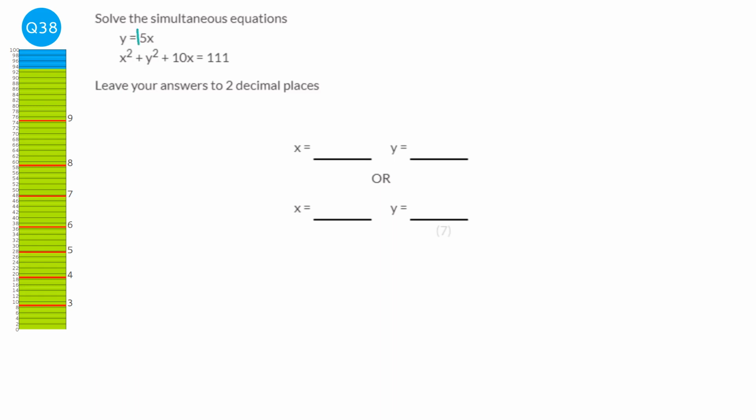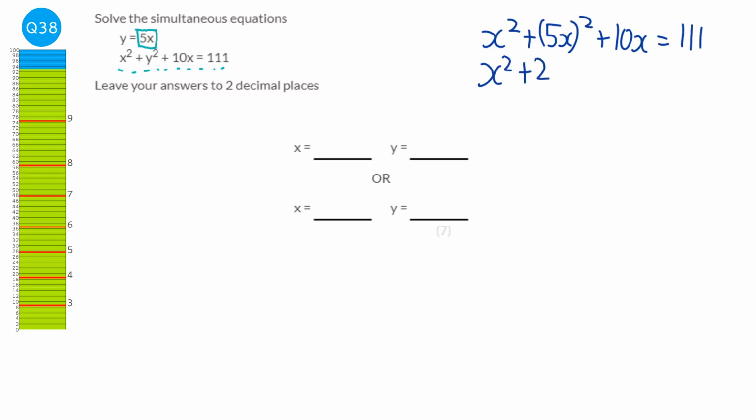This first thing says that instead of y we can write 5x. So what we're going to do is just write out the second equation, but instead of y we're going to write 5x. So we've got x squared plus, and instead of y we're going to write 5x, and we're going to put it in brackets because we're going to square it, plus 10x equals 111. So we can actually create a quadratic from this situation. So we're going to just square that. So that's going to be 25x squared plus 10x equals 111.